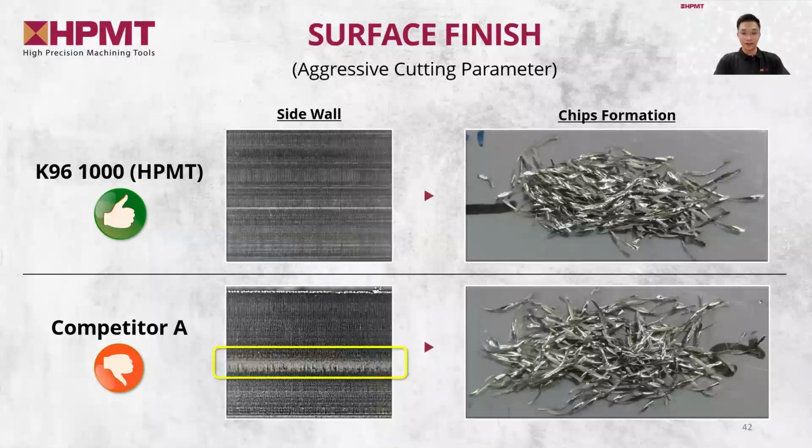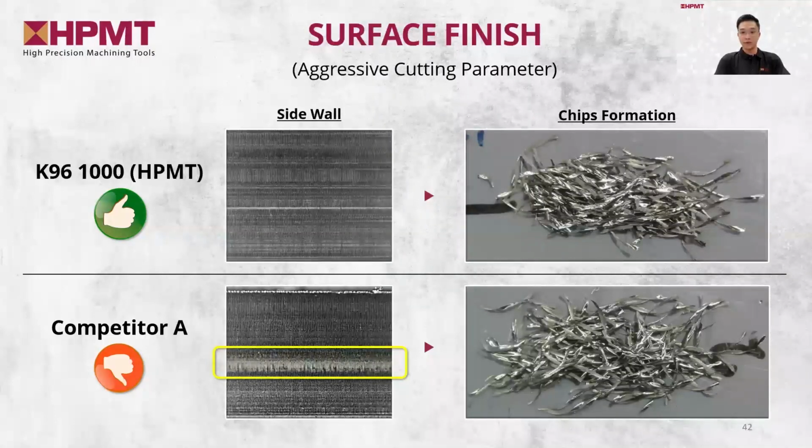Technically, this is caused by the wear of the cutting edge. When the cutting edge of a tool has wear, the vibration is much stronger and the surface finishing will be critically affected. This is why you can see a much more obvious white mark on competitor A's surface finish. It is quite obvious that the surface finishing of HPMT is way better than competitor A. Other than this, try to see the chip formation, guys.